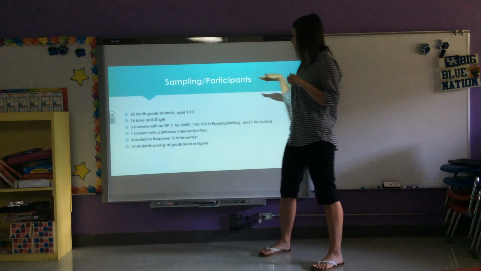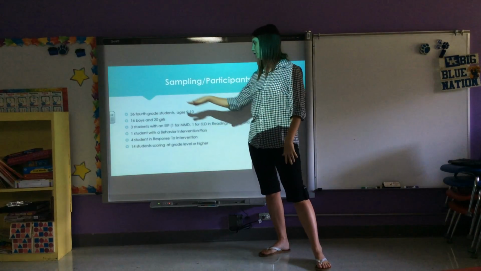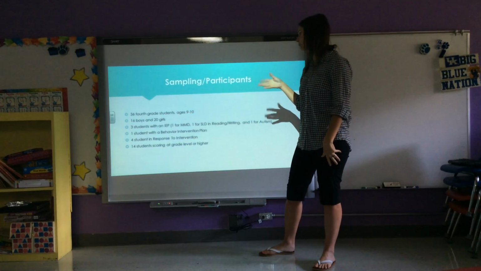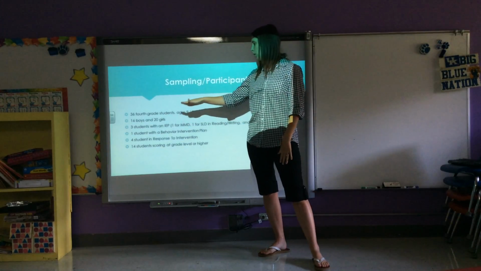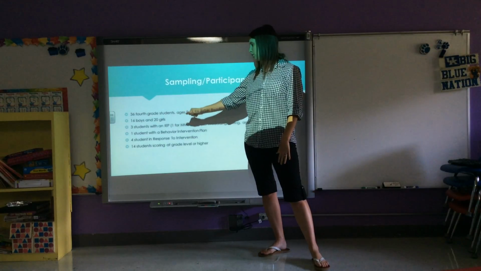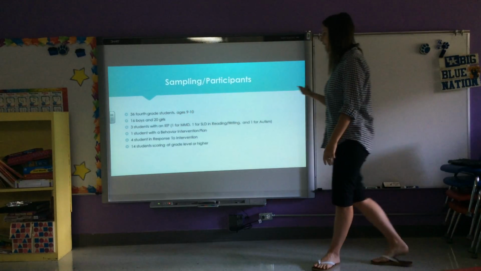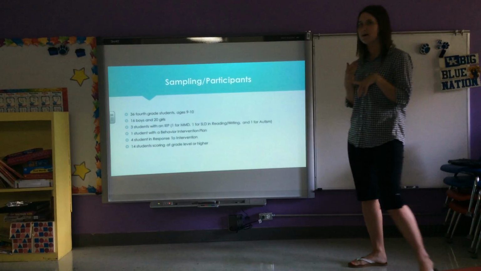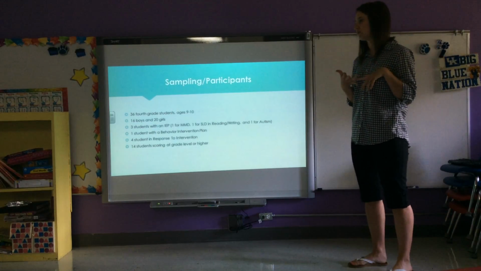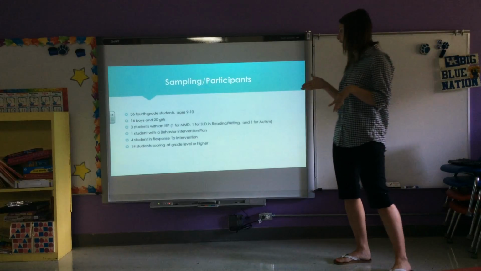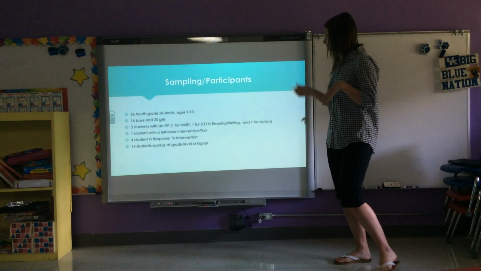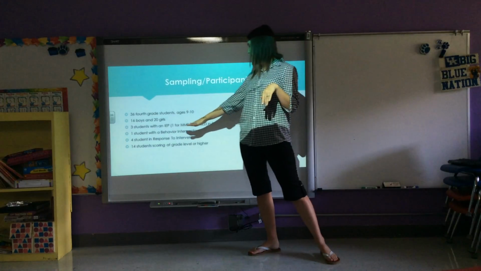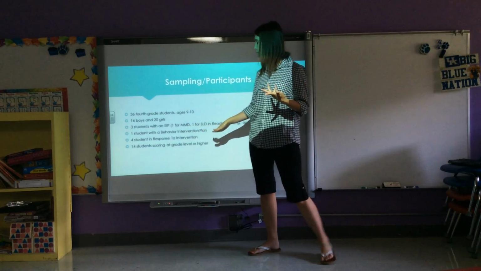So my participants boiled down to a total of 36 fourth grade students ranging from ages 9 to 10. There were fewer boys than girls. Three students had an IEP, and those IEPs were a wide range. We had one for mild mental disability, one for a specific learning disability in reading and writing, and one student for autism. And that student with autism also had a behavior intervention plan as well.